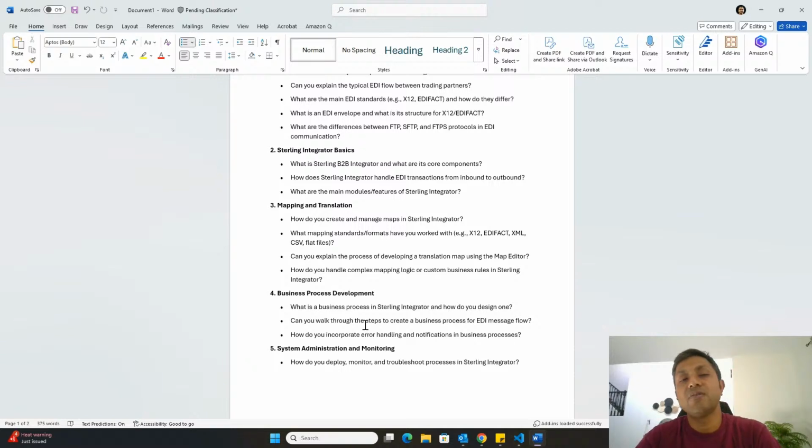So consider an inbound document that you receive, and if it is an EDI message or external message, what are the typical services or adapters that you use in the business process to implement that, and then how do you incorporate error handling and notification in the business process? So this is where they're going a little bit deeper.